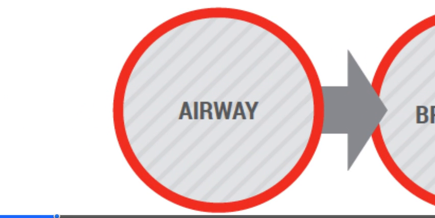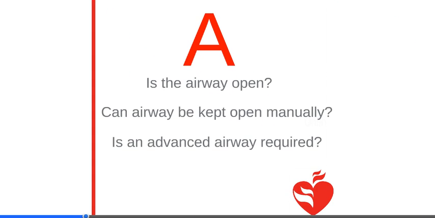When you're assessing the airway, there are 3 basic questions you should be asking yourself. 1. Is the airway open? When we say open, we mean unobstructed. If yes, proceed to check B for breathing. If no, ask yourself, can the airway be kept open manually?